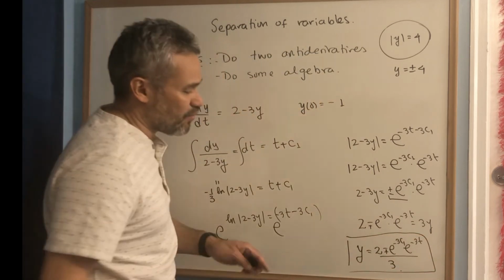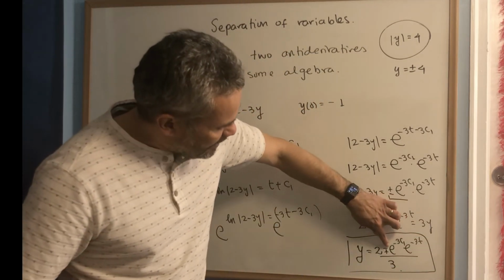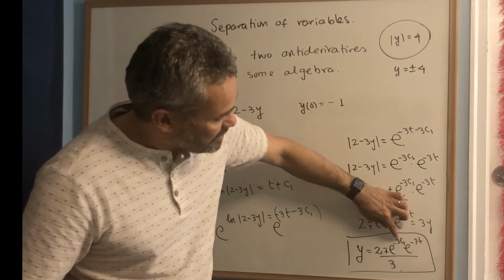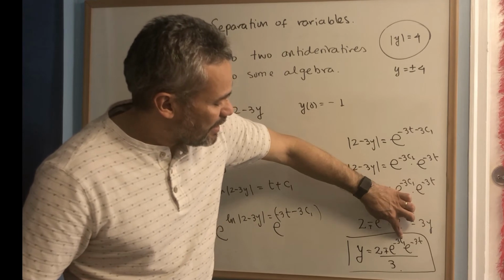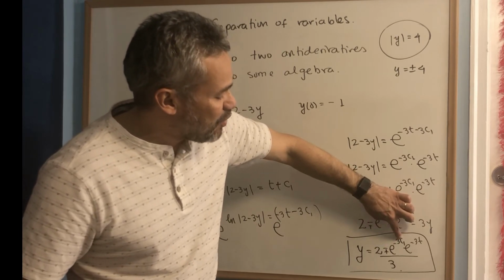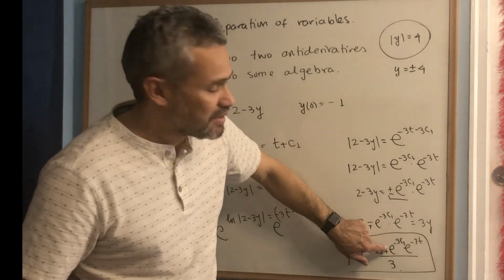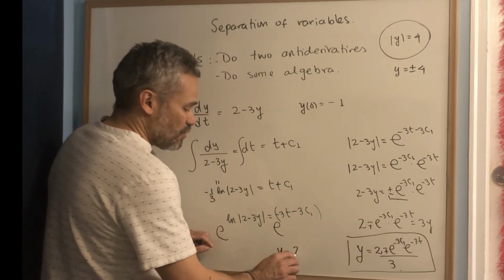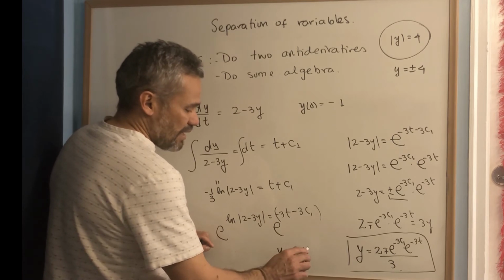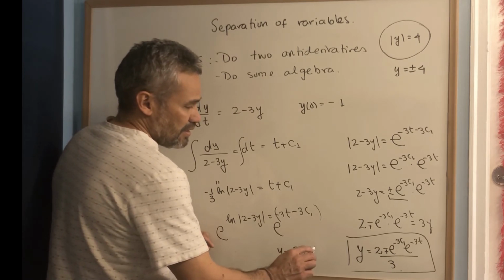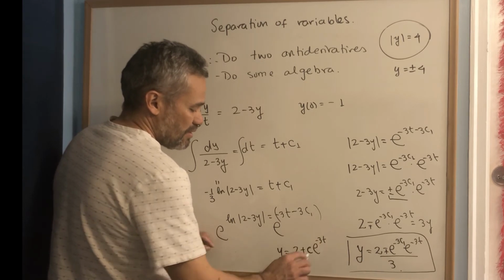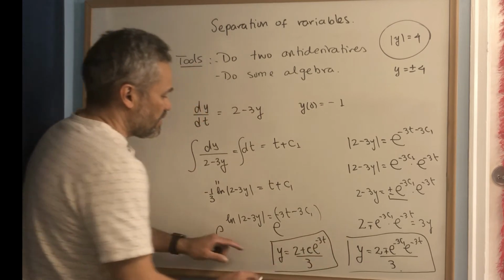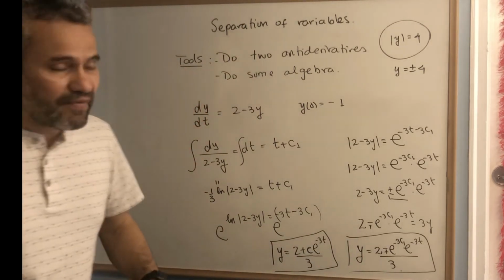But a better way to write this, notice that, is to replace this plus or minus e to the negative 3c1 with a constant, because when c1 is any number, e to the any number is any positive number, but since you are considering plus or minus, we can write the general solution like 2 plus another constant, let's say c, times e to the negative 3t over 3. This is the general solution of this differential equation.